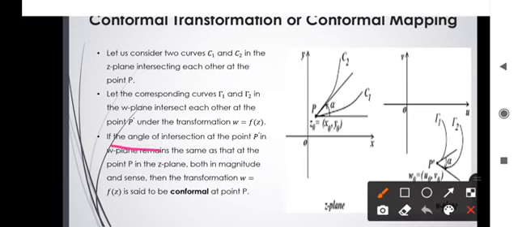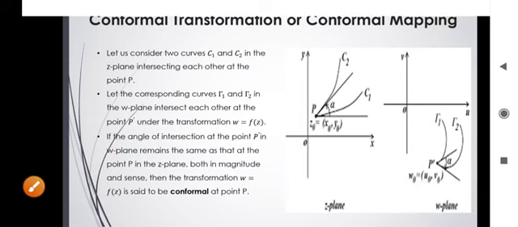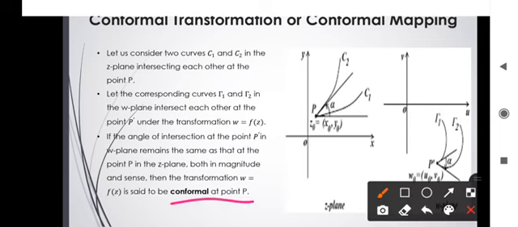If the angle of intersection at the point P dash in the W plane remains the same as that at the point P in the Z plane, both in magnitude and sense, that is in direction, then the transformation W equal to f of z is said to be conformal at point P. So for a conformal transformation, what is the condition?